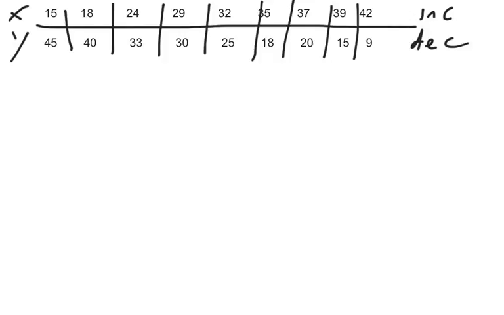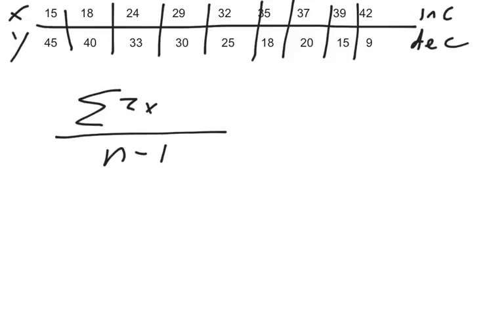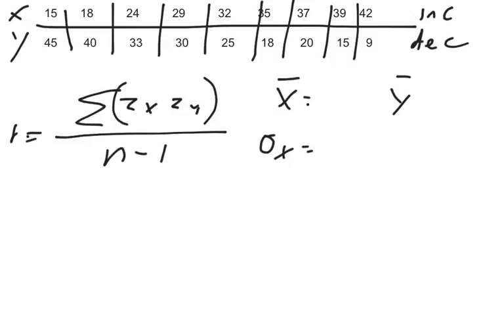So the way I like to say it is that R equals the summation of the z-scores times the z-scores, z of x times z of y, divided by n minus 1. So the first thing we need to know is x bar and the standard deviation of x, and we need y bar and the standard deviation of y, and we find that by using our one variable stat.